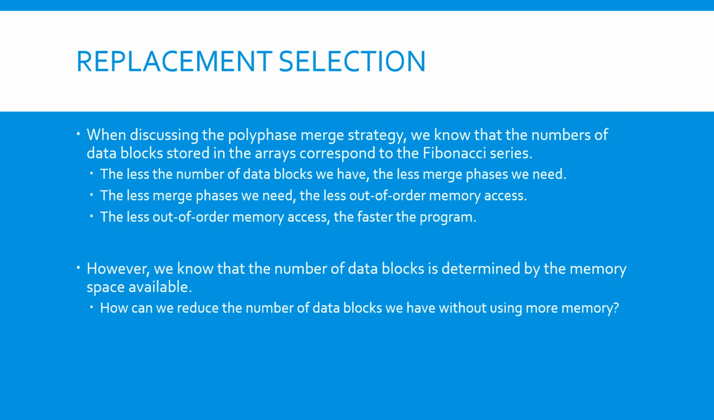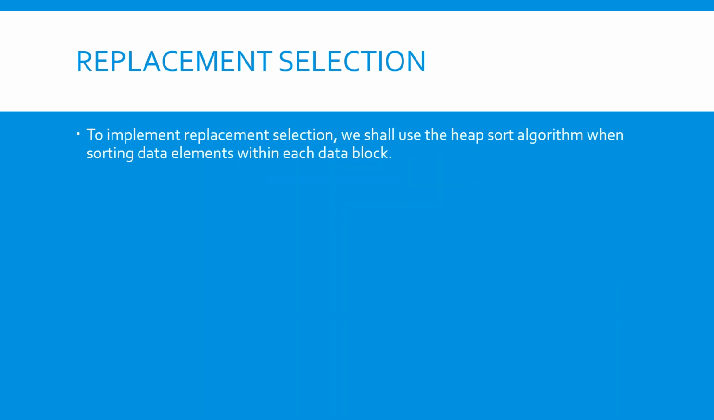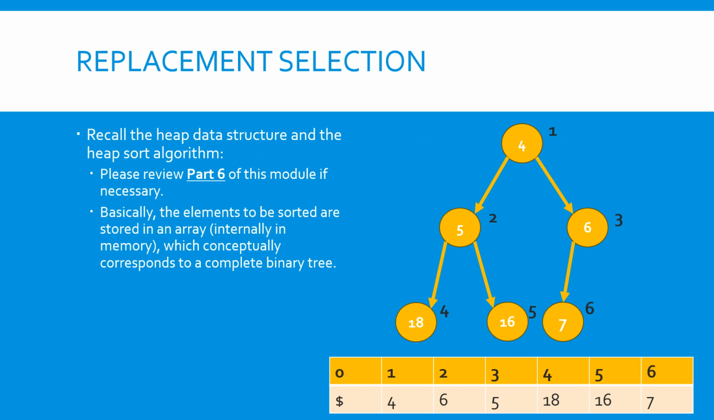However, note the number of data blocks is determined by the internal memory size, which is usually a constant. With replacement selection, we can reduce the number of data blocks without additional memory space. To implement replacement selection, we need to use the heap sort algorithm for sorting elements within each data block. Before discussing replacement selection, it is necessary to understand how the heap sort algorithm works.